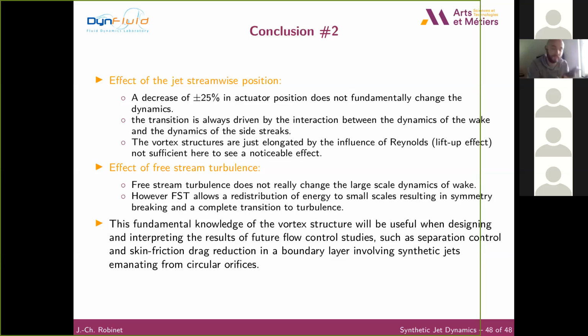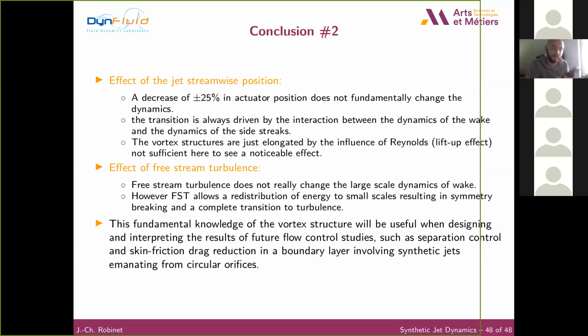In fact, if we want to observe more effect of the Reynolds number on the boundary layer, it's necessary to modify the position of the jet largely. And after, the dynamics is more complex because it's necessary to take into account the instability of the upstream boundary layer, because naturally the boundary layer is transitional if the position of the jet is largely downstream.